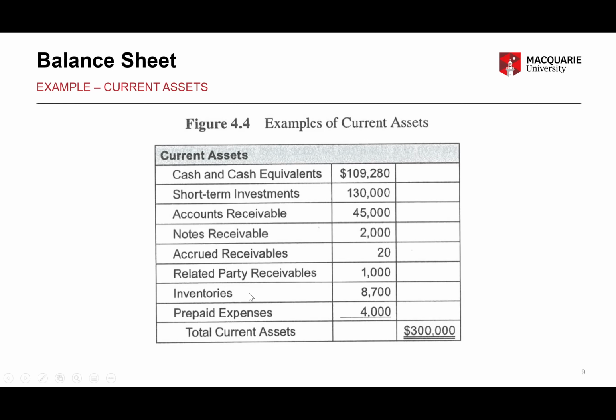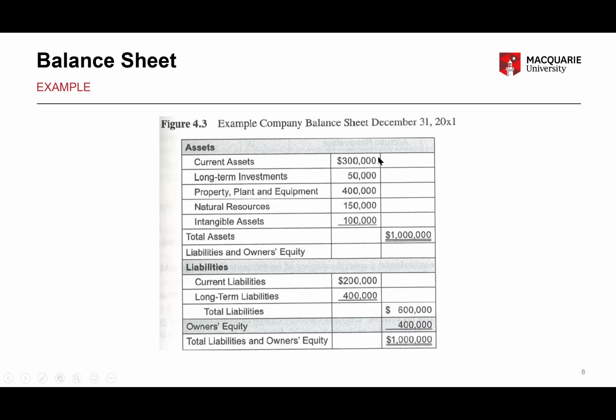If it's not a retailer, if it's a service business, you might not see inventories. Another word for inventory is stock. And prepaid expenses. So if, for example, this company has prepaid their rent, so paid their rent in advance or paid their insurance policy in advance, then this is something that has future value. So we would be including that here. And so we can see that we total that up, that gives us 300,000. And if I just go back to the previous slide, you can see that matches the 300,000 here.